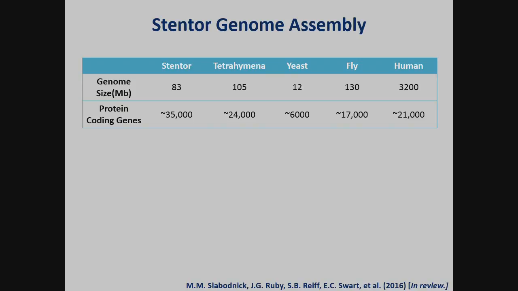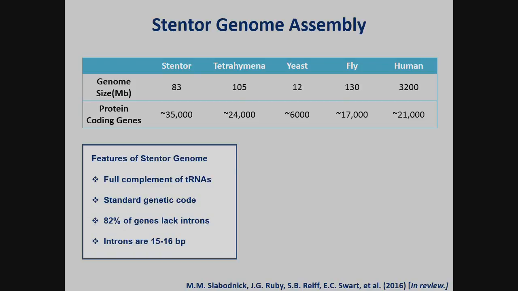So I've been involved in the draft genome of Stentor, which has been quite a big collaborative project. Right now our genome size is about 83 megabases, which is a bit smaller than we were expecting, but we've identified nearly 35,000 protein coding genes, which is quite a lot of genes. And one of the interesting things we found in the genome project is that Stentor's genes tend to use the standard genetic code, which is different from all the other ciliates whose genomes have been sequenced so far.